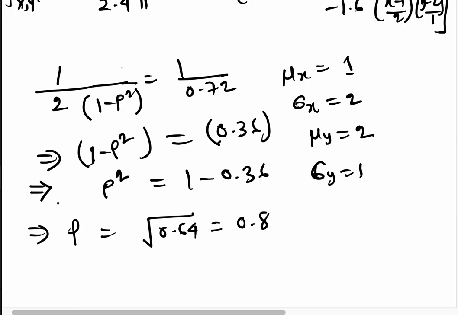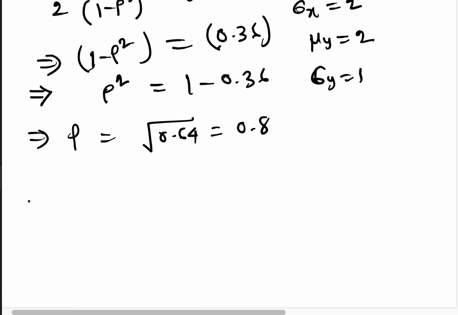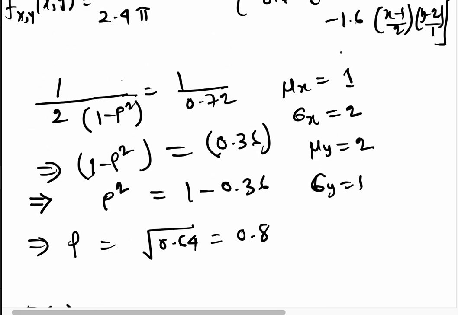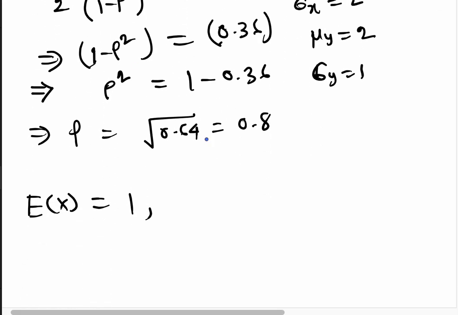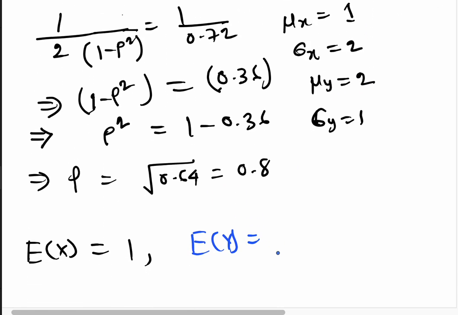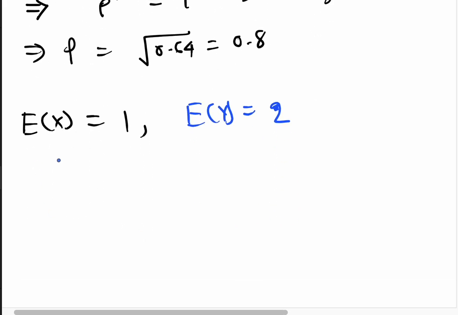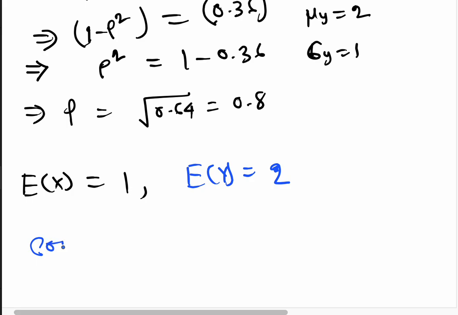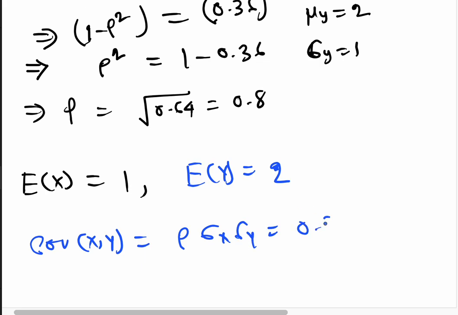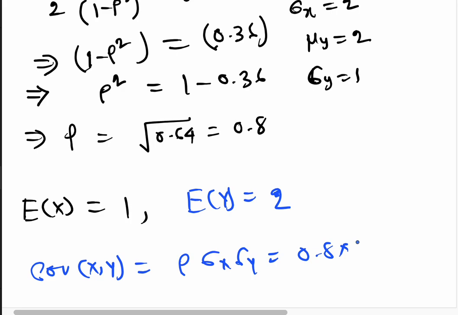Now the question is, we have to find the expectation of x, that is simply mu x, which is 1. Expectation of y is simply 2. And covariance of x and y is rho into sigma x sigma y. Rho is 0.8, sigma x is 2, sigma y is 1, so that is 1.6. So that is the answer of this question.